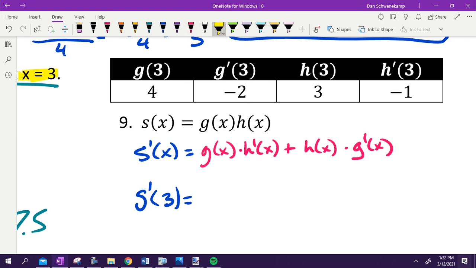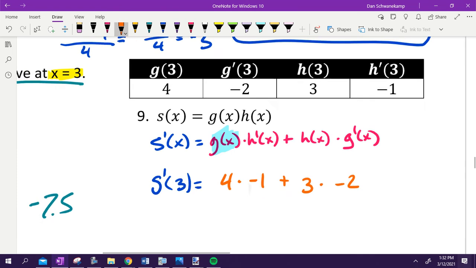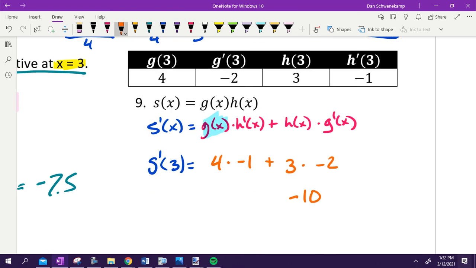You could write it out. This one I feel confident enough to jump to it. So it's g of 3 is 4 times h prime at 3 is negative 1 plus h at 3 is 3 times g prime is negative 2. We win. If we were to simplify, what would we have gotten? Negative 10. Make sense of what we're doing? Again, leave it right there. You get full credit.